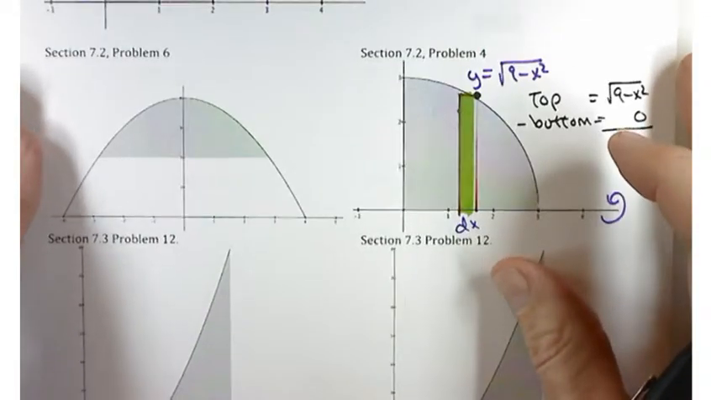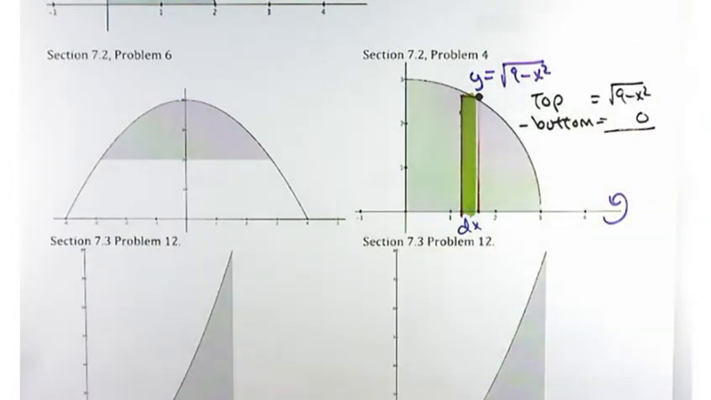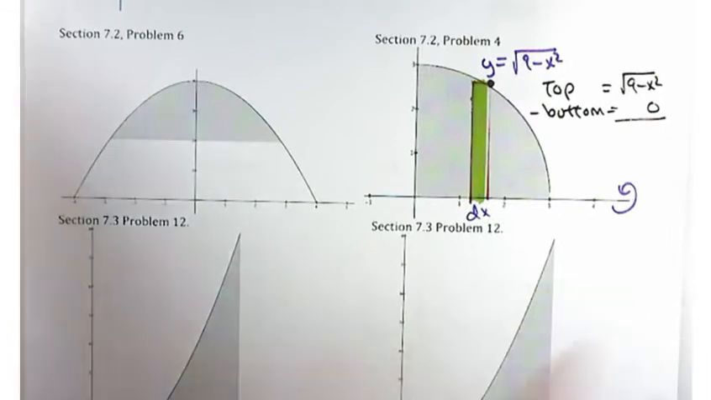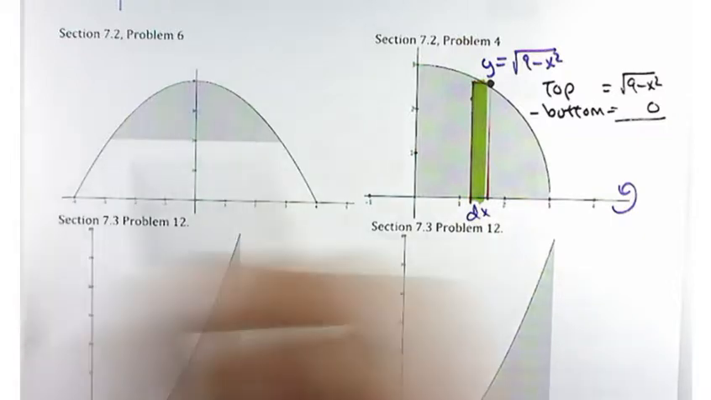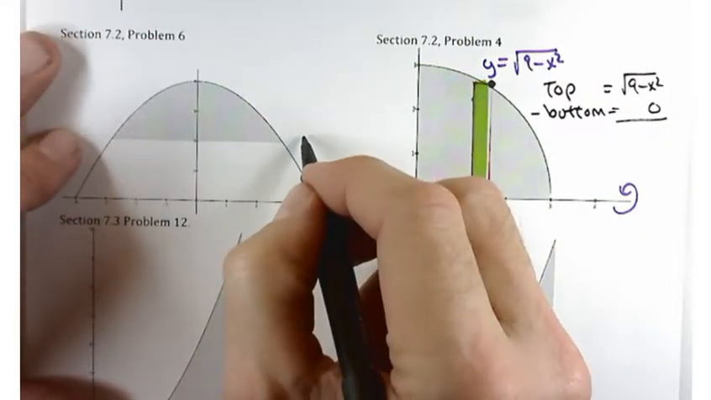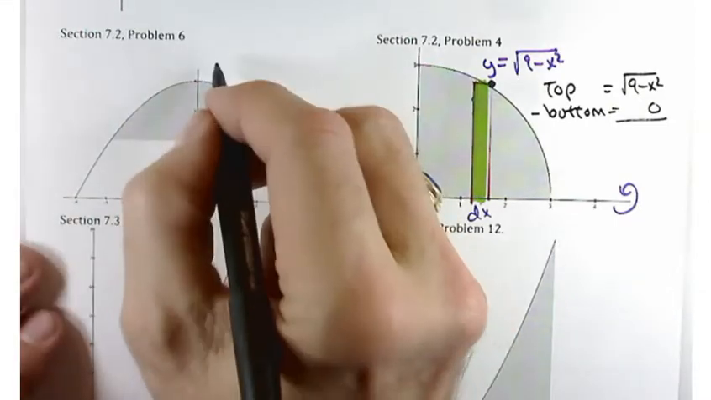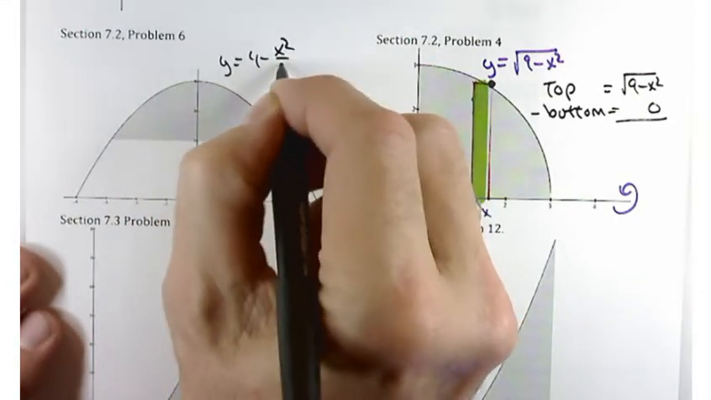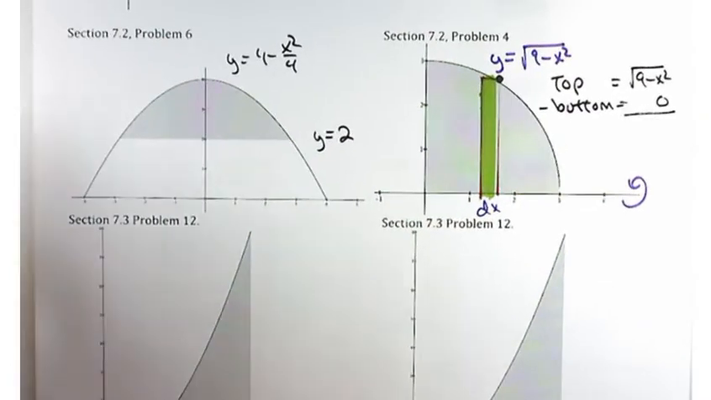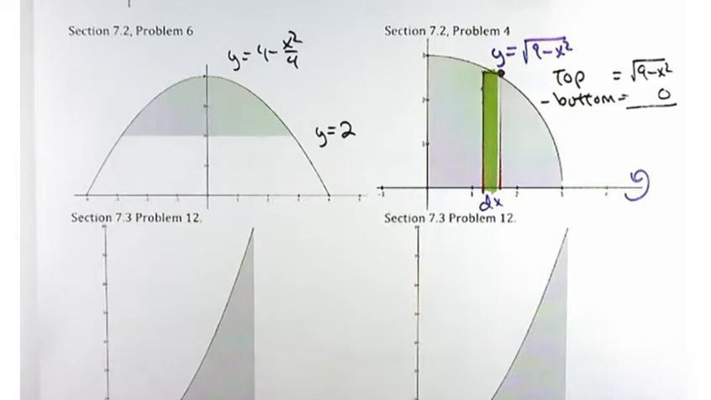Okay, let's keep going on our handout. Problem number 6. Problem number 6 is going to throw us a little bit of a curve. So we've got this shaded region here, and part of that is the curve y equals 2. Part of it is the curve y equals 4 minus x squared over 4. Now where are we going to rotate that? Around the x-axis? Yeah, around the x-axis again.